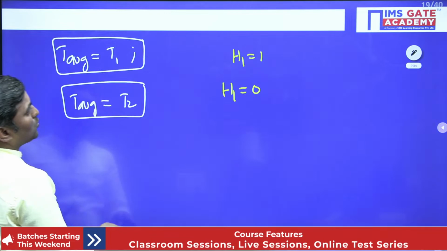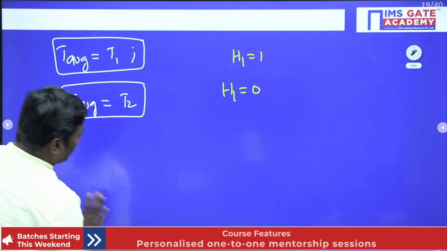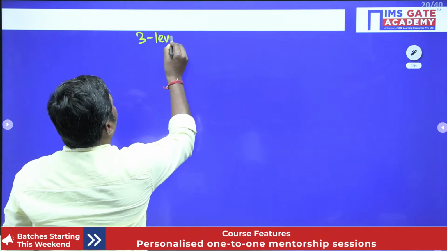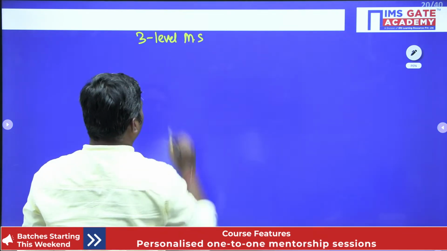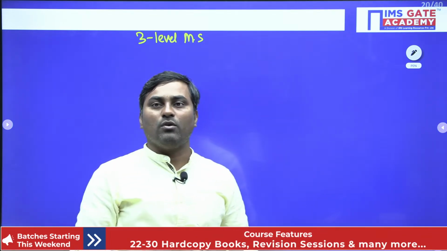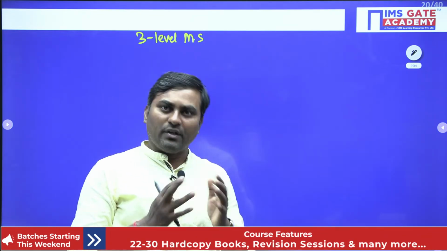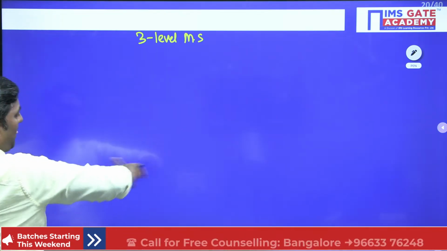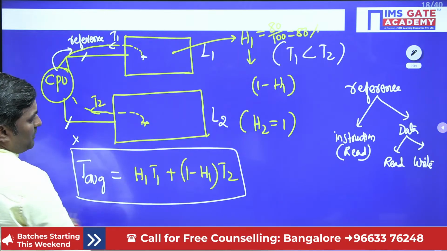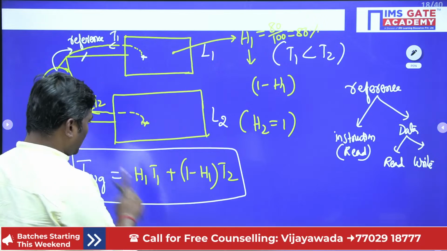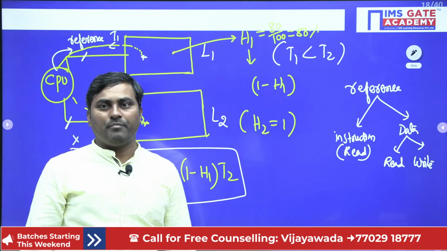Suppose I ask you, all of you, please write: if I consider a three-level memory system with parallel connection only, can you write the expression for average access time? Yes, all of you, please. Let me check, I hope it is visible. This part is visible, right? Everybody? Yeah, fine.